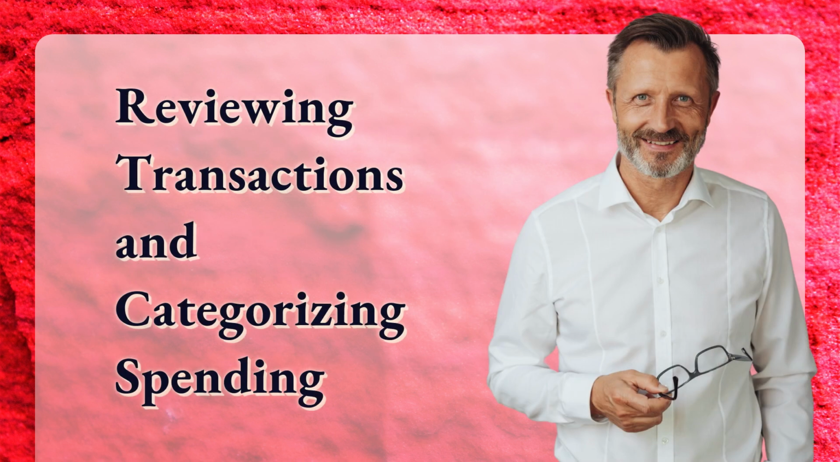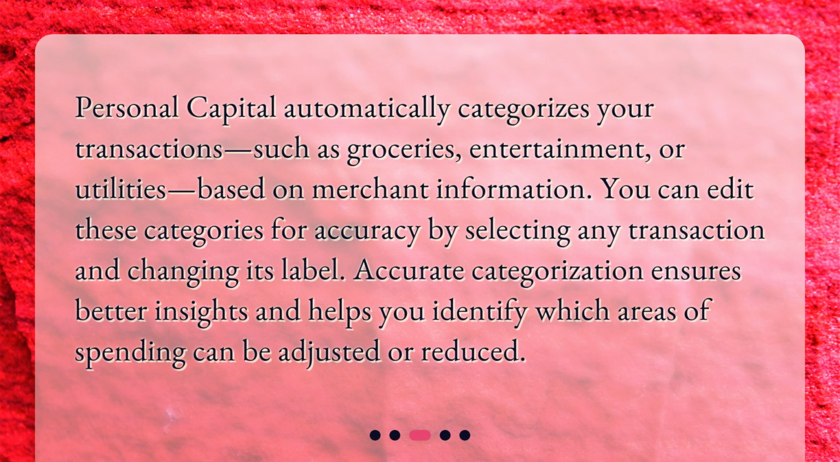Reviewing transactions and categorizing spending. Personal Capital automatically categorizes your transactions, such as groceries, entertainment, or utilities, based on merchant information. You can edit these categories for accuracy by selecting any transaction and changing its label. Accurate categorization ensures better insights and helps you identify which areas of spending can be adjusted or reduced.